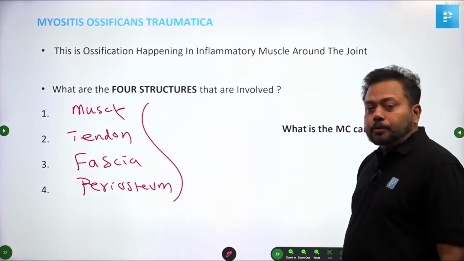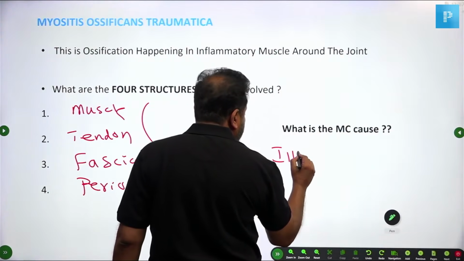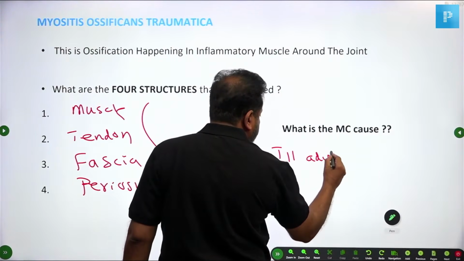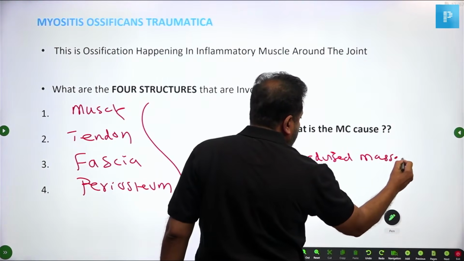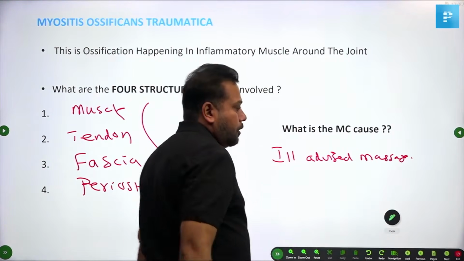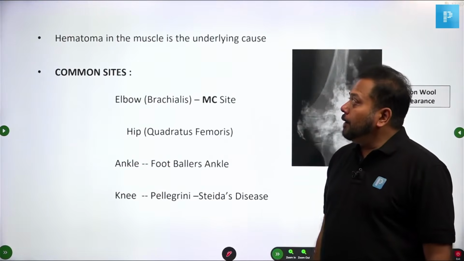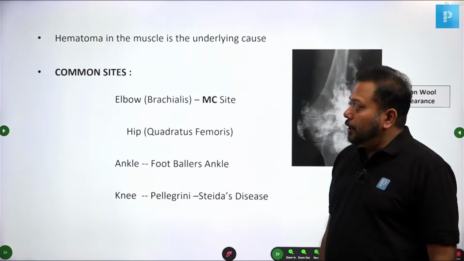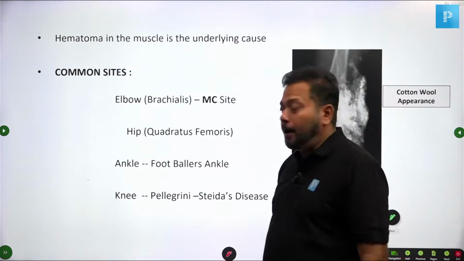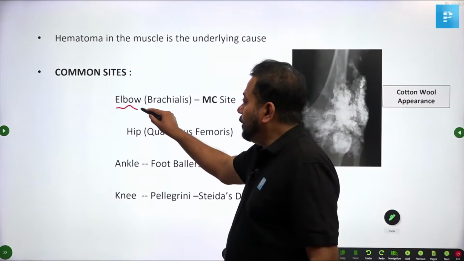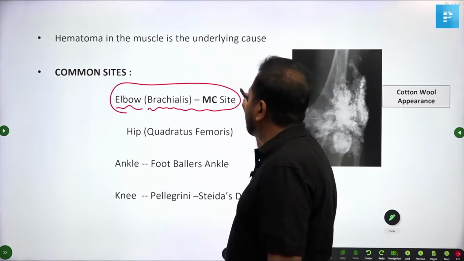And the most common cause, I told you, is ill-advised massage. Now, hematoma in the muscle is the underlying cause. The most common site of myositis ossificans traumatica is the elbow joint, that is, the lower end of the brachialis muscle. This was an asked question.